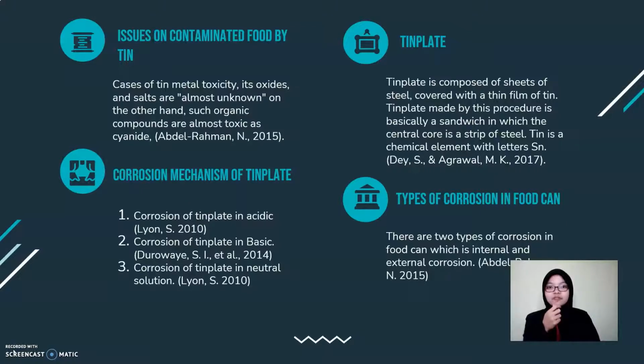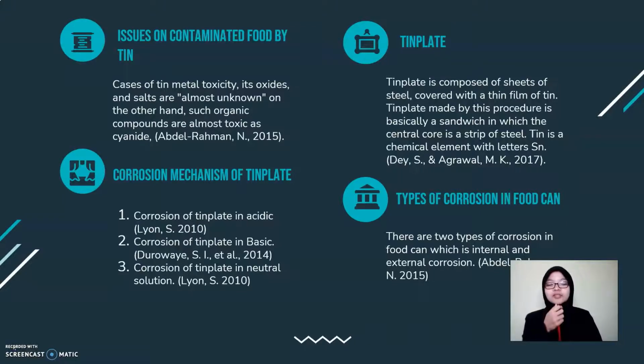Corrosion mechanism of tin plate. First, corrosion of tin plate in acidic conditions. Studies have shown that artificial fruit juice with preservative is more corrosive than normal fruit juice and water because it has high acidity. Due to the reduction in the overall potential hydrogen, tin was found to corrode more readily in tartaric acid. The preservation was caused by tin hydroxide film or by oxide film.